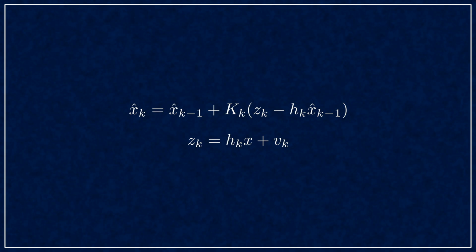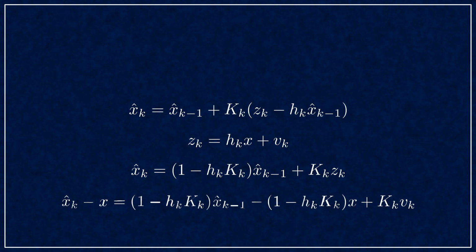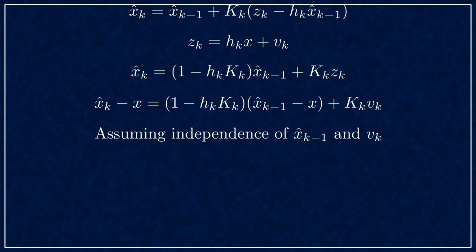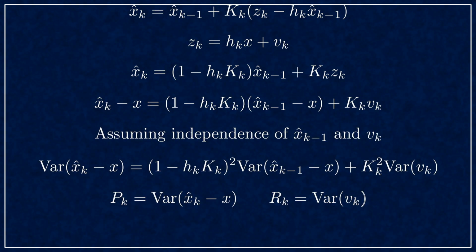First, let's rearrange the definition like so. Then let's introduce the difference between estimate and true value, which is then rearranged like this. We get 1 minus hk times the previous difference plus k times the measurement noise. Let's look at the variance of the estimation error.